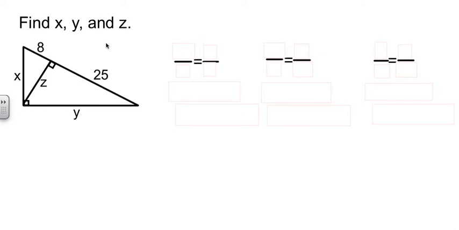So our job here is to find X, Y, and Z. First question you need to ask yourself is, what am I looking at? Am I talking about an altitude or a leg? Well, to find X, we're talking about a leg. So X is the mean between which two things? The entire hypotenuse, 28 plus 5 is 33, and the part of the hypotenuse next to that leg. From here, let's just cross multiply and then solve.